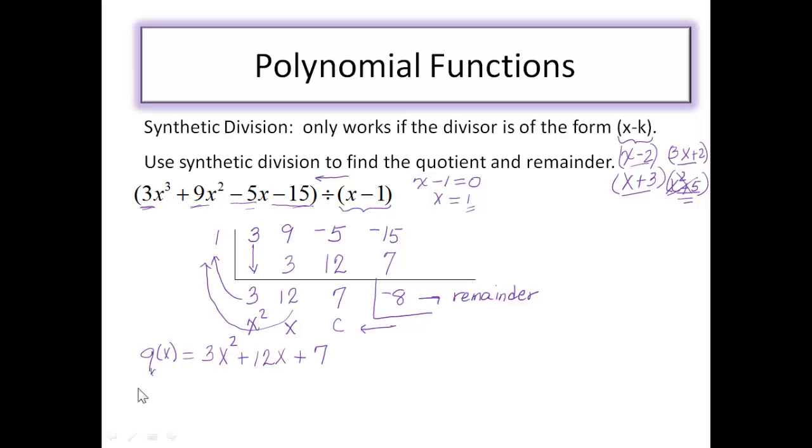And my remainder, I can write this as a function also. My remainder is negative 8. Okay, so there's your answer. When you divide this polynomial by this divisor, this is what you get. You get this quotient and a remainder of negative 8. And you know what we can do? We can go ahead and check this, right? We can check this answer by multiplying the quotient by the divisor and adding the remainder.